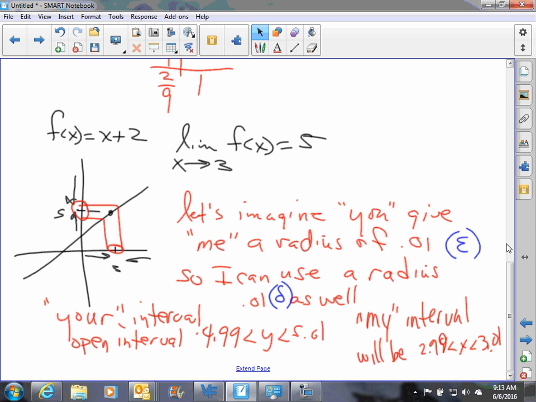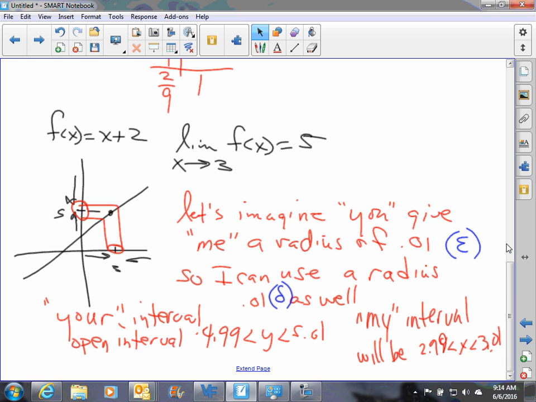Now, it's not necessary that I hit all of the values in your interval. It's just necessary that my interval is inside your interval. So I could have used 0.001, for example, and that would have been a much more narrow focused interval inside yours. But that is basically the argument we make when we say, mathematically, as x gets closer and closer to 3, f of x gets closer and closer to 5, or the limit as x approaches 3 of f of x is 5.